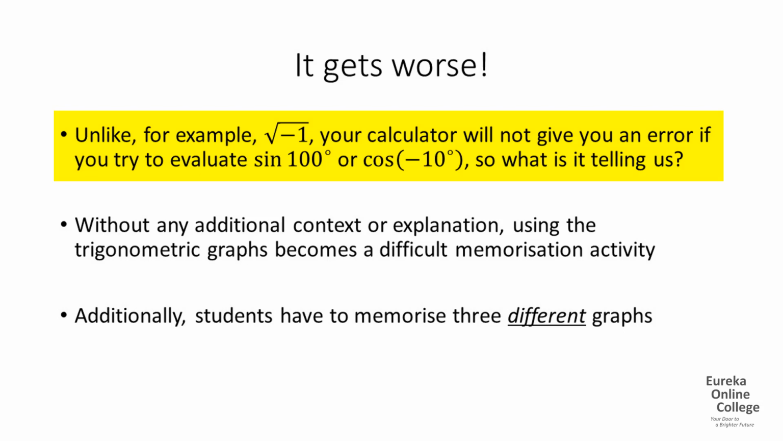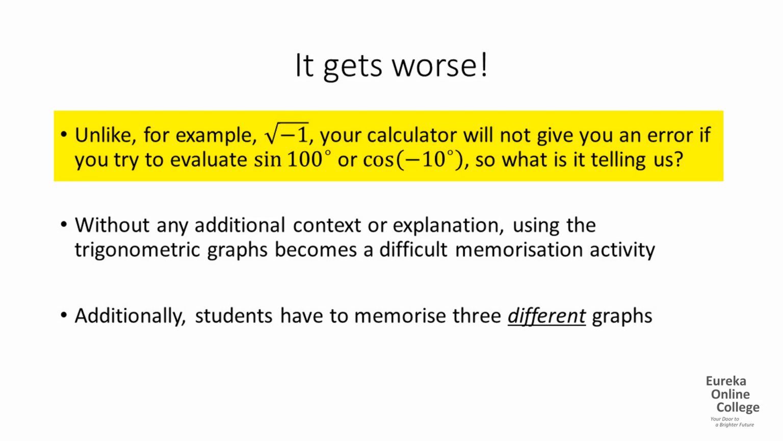The problem is, if you ask a pupil to type sine of 100 degrees or cosine of minus 10 degrees into their calculator, then it's going to give an answer. It's not going to give an error. Now, this could be a garbage answer, but that would be a very bad design of the calculators, and that's certainly not the case. It's given us some sort of number. Sometimes it even gives us a negative number.